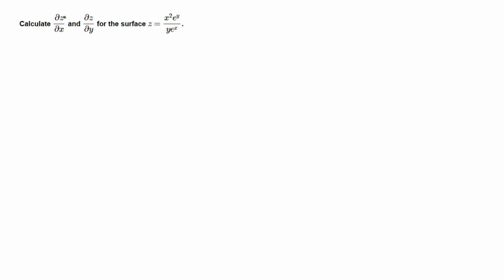Calculate the partial of g with respect to x and the partial of g with respect to y for the surface. So g is a function of x and y. When we find the partial with respect to x, we only consider x squared over e to the x. e raised to y over y can be considered as a constant, and we use the quotient rule because it is x squared over e to the x.